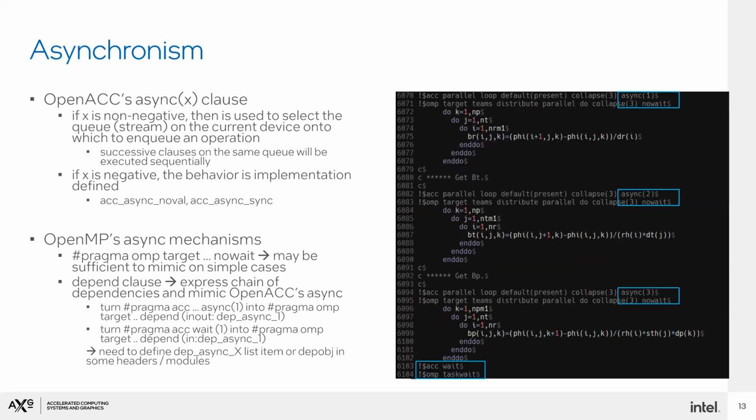So one alternative that we could try is converting the async into nowaits, right? So rather than sending the three different loops into three different streams, we would send them into the same queue, but this would be done asynchronously, right? And that also implies that at the very end, we also have to convert this ACC wait into OMP taskwait in order to synchronize with these three executions. So questions or comments on the asynchronous?